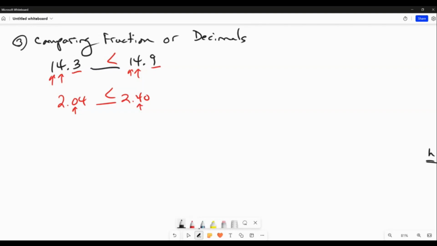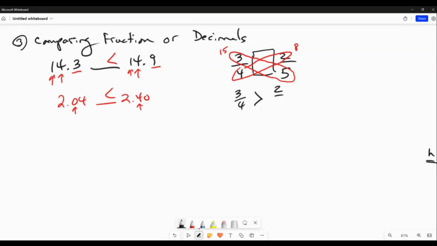Then we also did comparing fractions like 3/4 and 2/5. And we wanted to know which was bigger. And we used what we called the butterfly method. We multiplied these two numbers together and get 15 and write that up there. And then multiply these two numbers together. That's 8, and we write it up there. Then whichever one is bigger, that fraction is bigger. So since I got 15 here, then 3/4 is bigger than 2/5.